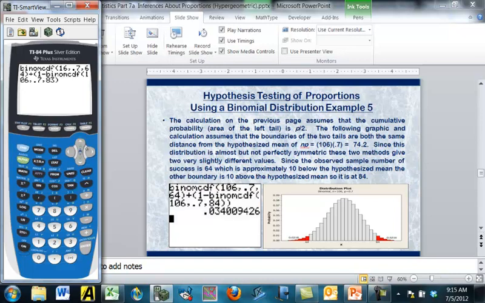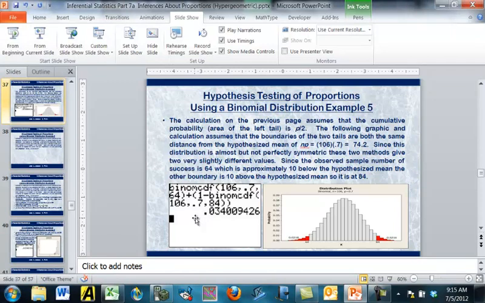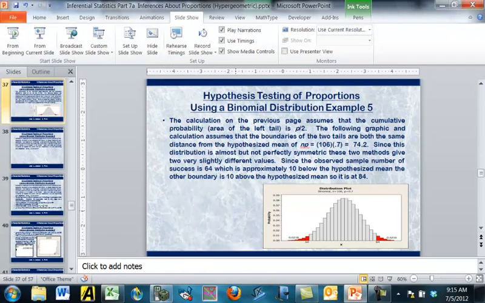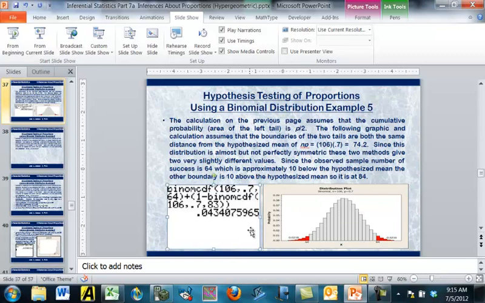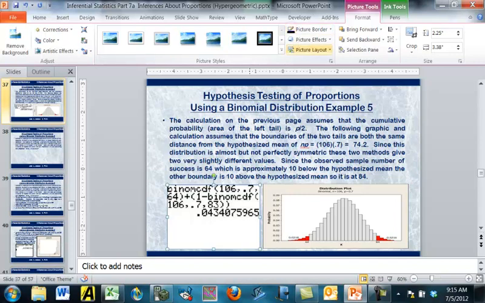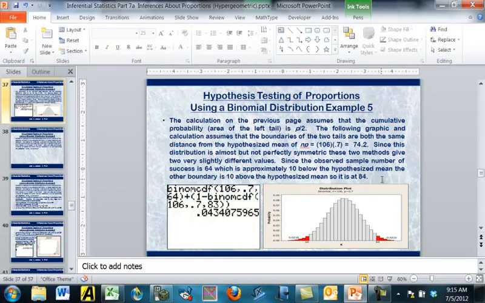Should be 106 here, so I need to insert a 0, and then really should have a closed parenthesis there. There we go. So that is going to be what we get when we add these two numbers together.